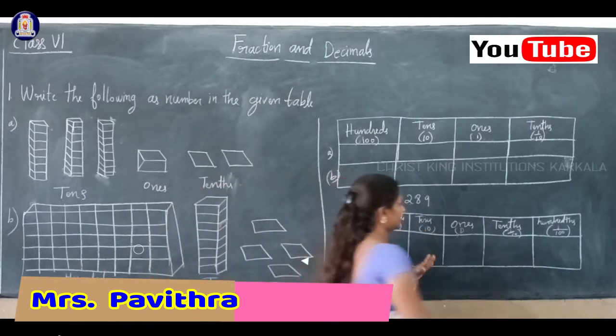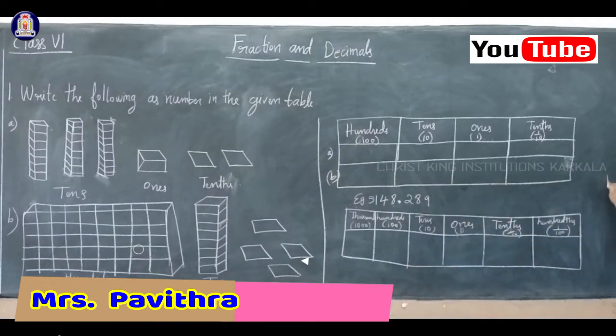But on the other side I wrote tenths. Tenths means 1 by 10. 1 by 10, the answer is 0.1. Okay, if you divide, 1 by 10 is a fraction, right? That how can we write in decimal? 0.1. How will we get 0.1? So 1 by 10 is 0.1.